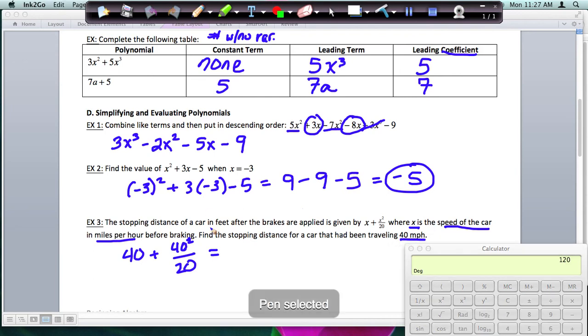Okay. So I get 120. And then just look at the units, and it's feet. So 120 feet.